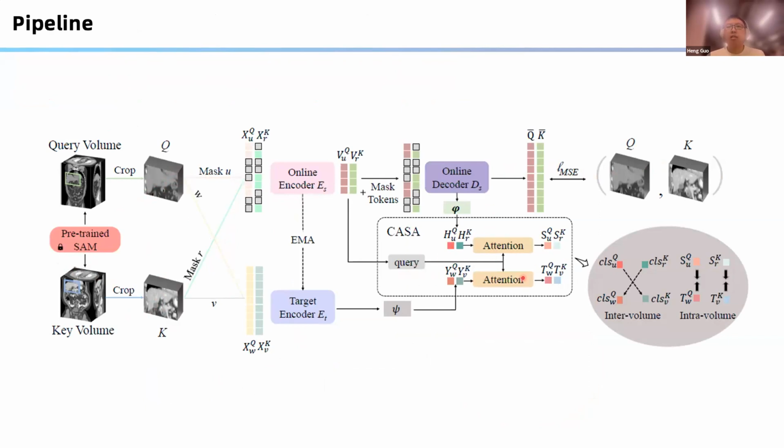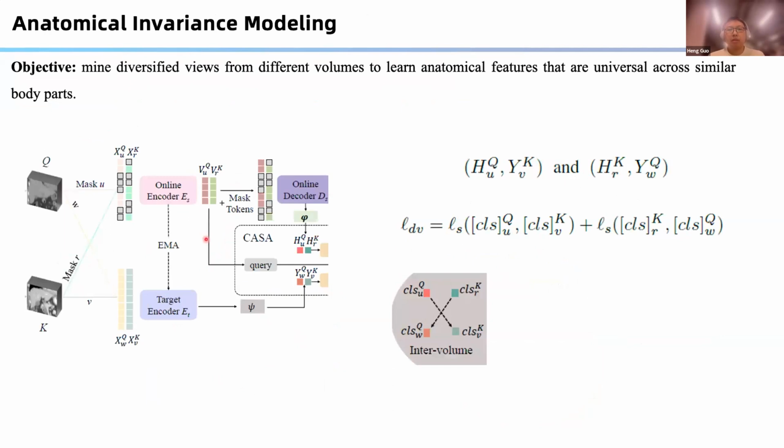Next, we break down this diagram into details. These details are fully elaborated in our paper, and here I only talk about some high-level objectives in our pipeline. For intervolume modeling, that is mining diversified views from different volumes to learn anatomic features that are universal across similar body parts.